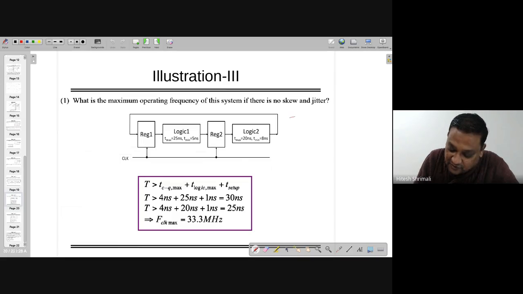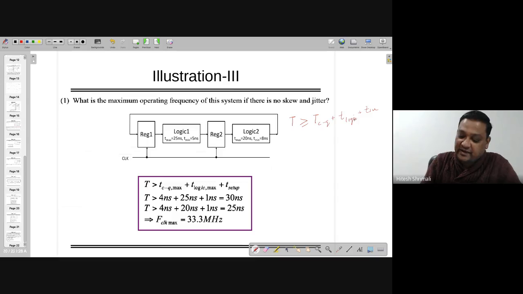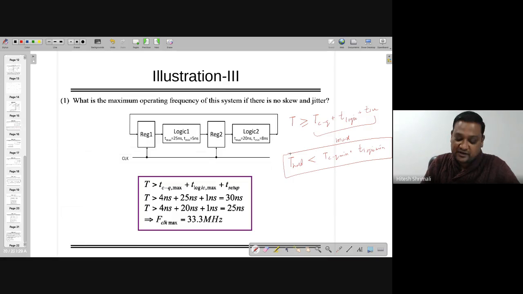If you remember, the equation for finding out T is contamination delay, then logic delay, and the setup time, right? All these are the max ones, by the way. We don't care about the minimum one. Minimum is important in the case of hold time. By the way, for the hold time, if you want to find out, then it's TCQ minimum plus T logic minimum. So even smaller than that one, the T hold should be.